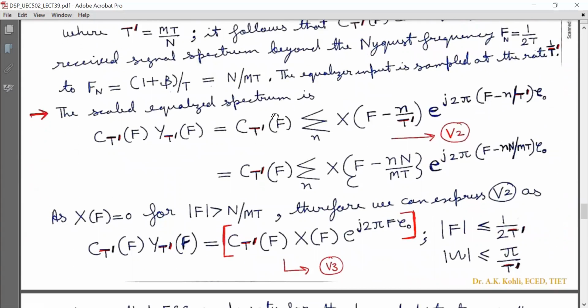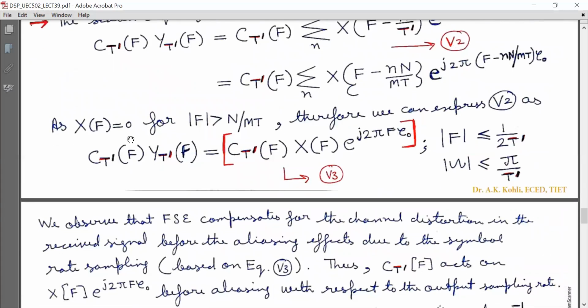Now the scaled equalized spectrum is C_T'(f) into Y_T'(f), equal to C_T'(f) summation n X(f minus n by T') e raised to j 2 pi (f minus n by T') tau naught. Mark it as equation V2, which is further equal to C_T'(f) into summation n X(f minus nN by MT) into e raised to j 2 pi (f minus nN by MT) tau naught.